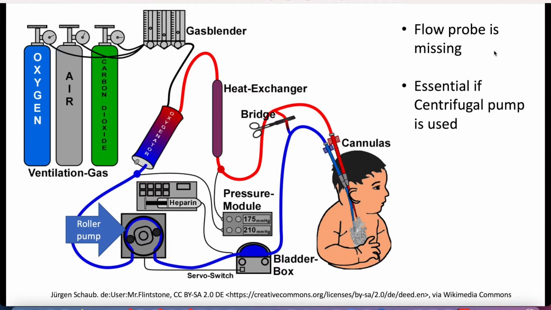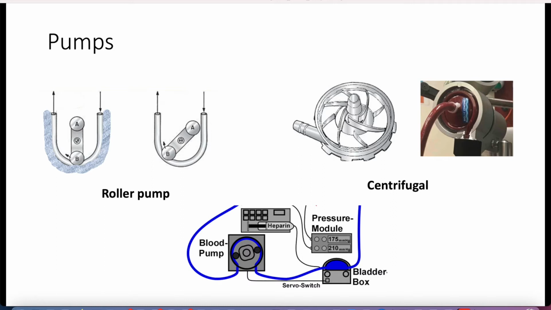A flow probe is missing from this circuit because this has incorporated a roller pump. If a centrifugal pump is used in the ECMO circuit, usually a flow probe is required. We will look at it as to why this is the case. There are two types of pumps that are used in ECMO circuits. The first one is the roller pump.